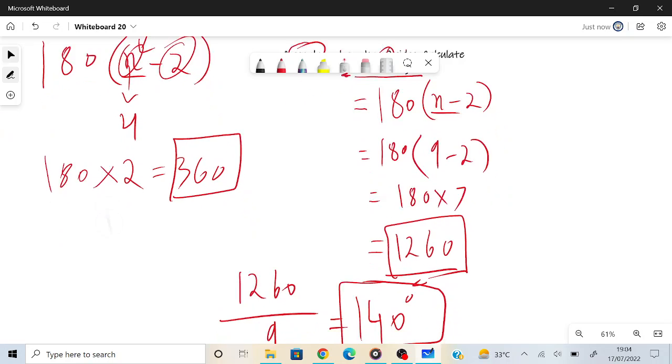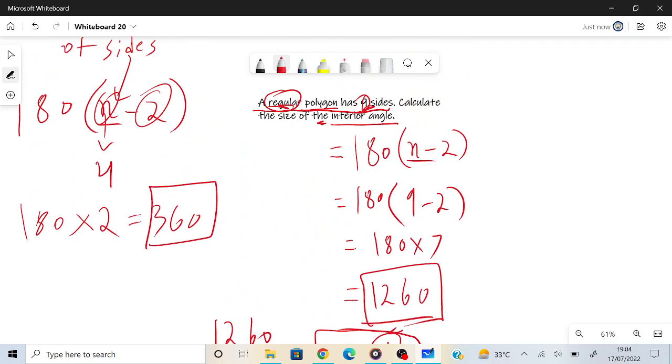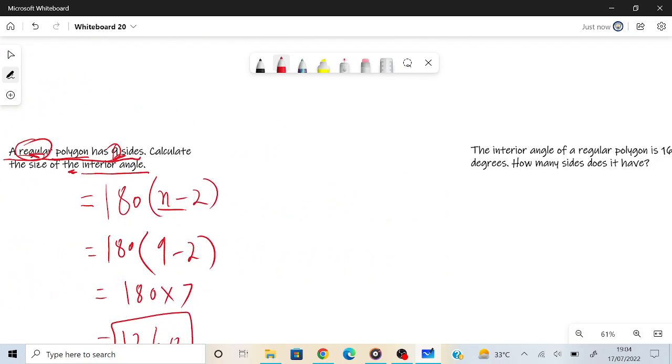And we can always check our answer. I got 140, so if I multiply 140 by 9, I should get 1260, which I will. So this is your final answer. Also, please make sure you put the degrees sign, as a lot of exam boards can penalize you if you forget to put it. On to the next example.